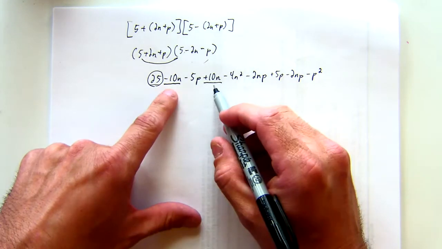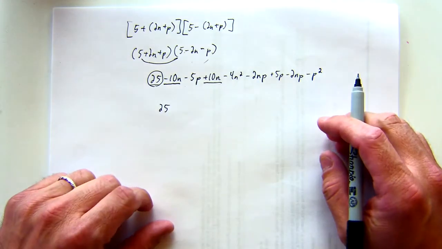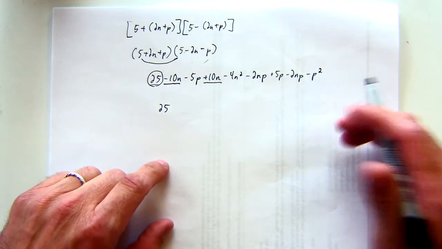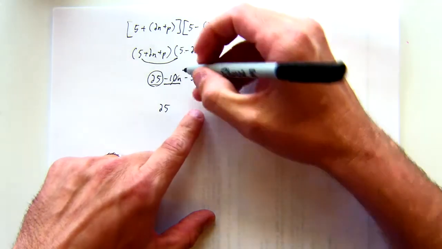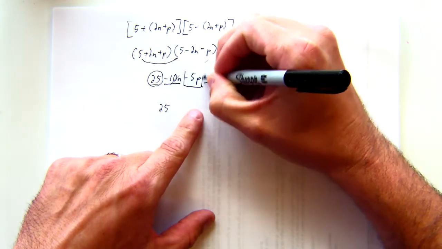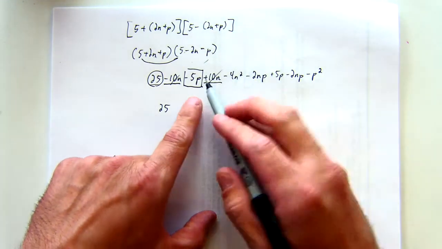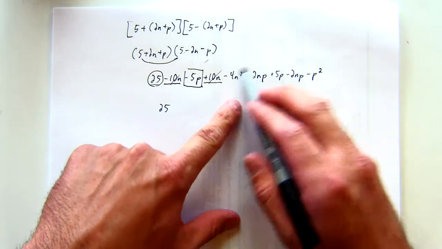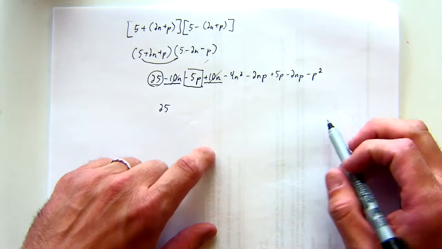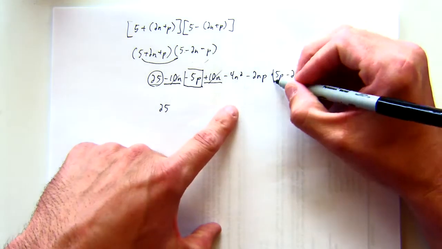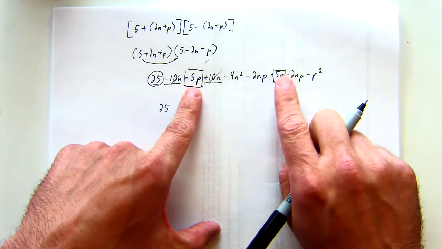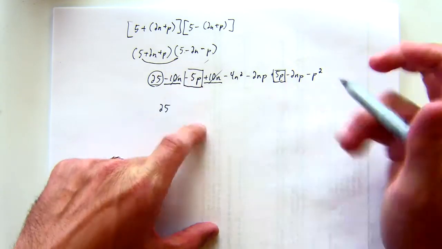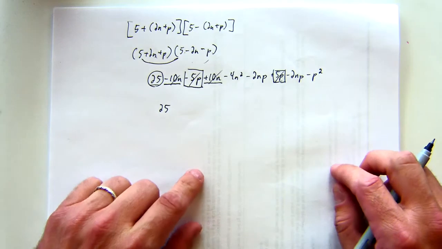So what is negative 10n plus 10n? 0n. So they drop out. We can cross those out. You can do things like square all the p's. So there's a p. Do I have another p? Oh, there's another one. So I square those. Now I combine those. Negative 5p and a plus 5p. 0p. They drop out again.